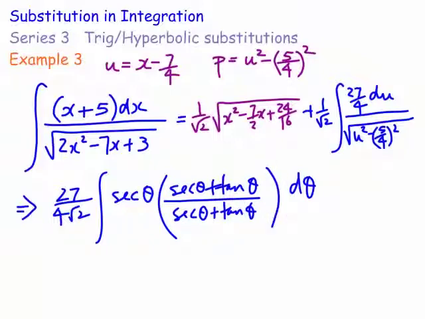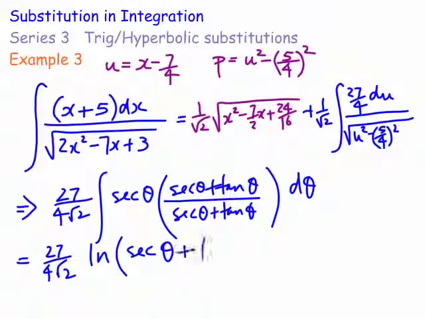But now you can see here we have a sec squared theta and a sec theta tan theta on top, which is the derivative of the bottom, and it's now going to turn into a log for us. So let's have a quick flip. What is it going to be? This is going to equal 27 on 4 root 2 times the ln of sec theta plus tan theta. We have a constant eventually on the end.